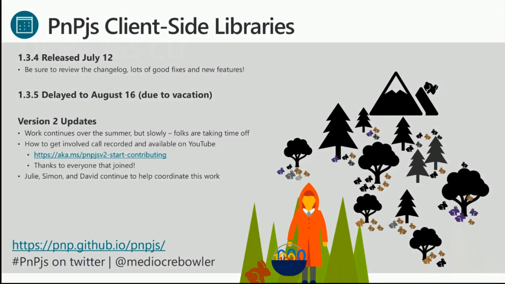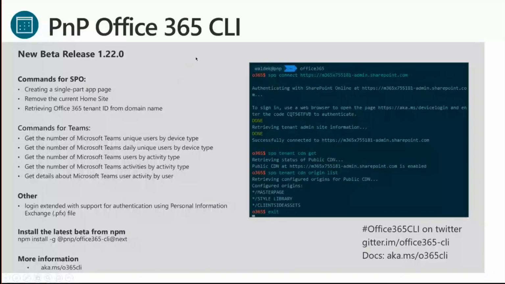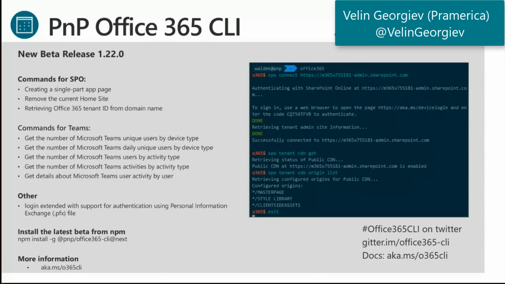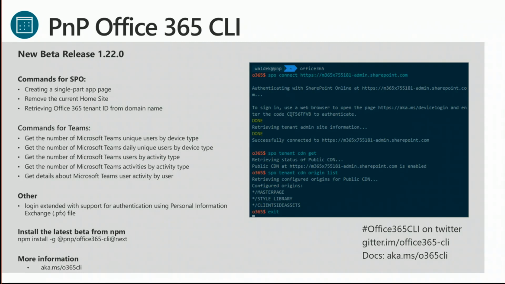Moving on, we have CLI. CLI has some improvements as well. Velin, do you want to take this one? Sure. So the CLI is again something like a vacation because there isn't much movement, but there is a big thing coming around September. In September, we will release version 2, which will have major improvements.